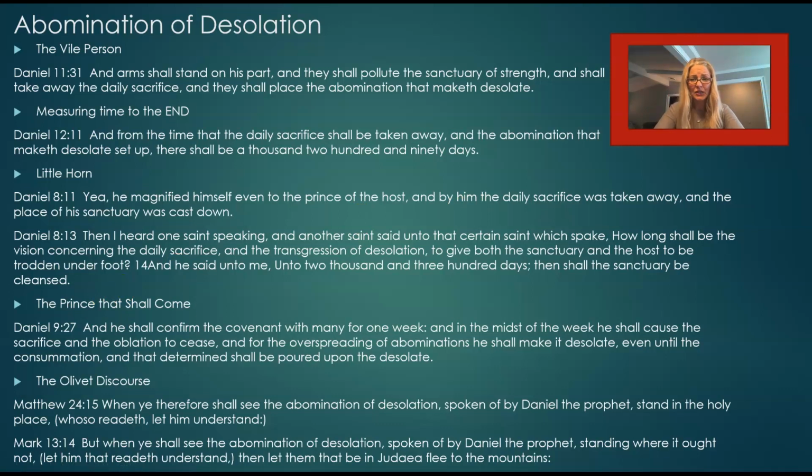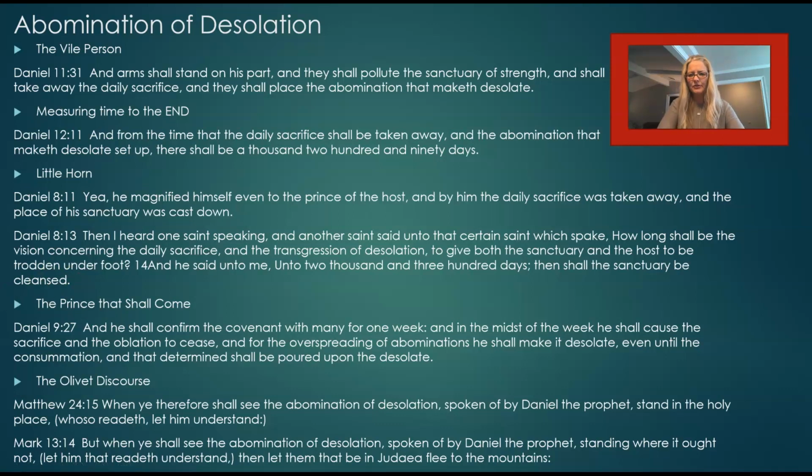Daniel 8:13, remember, the abomination is included in the 2300 days prophecy. It says, "Then I heard one saint speaking, and another saint said unto that certain saint which spake, How long shall be the vision concerning the daily sacrifice, the transgression of desolation," it's described a little differently there, "to give both the sanctuary and the host to be trodden under foot. And he said unto me, unto 2,300 days, then shall the sanctuary be cleansed."